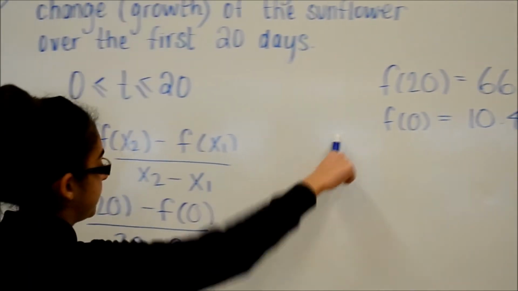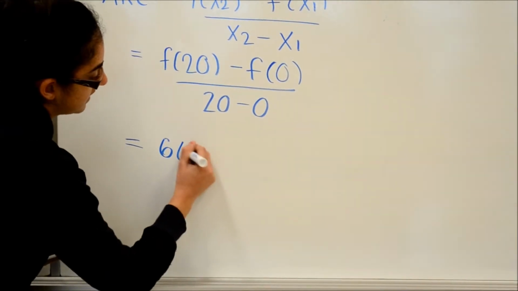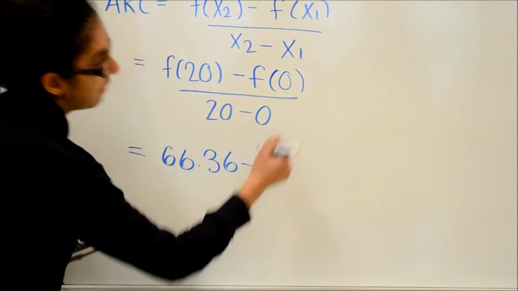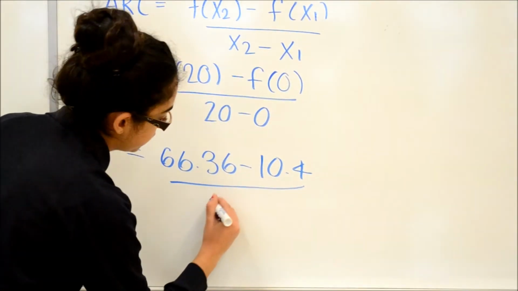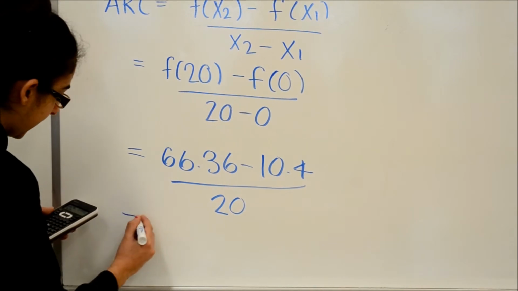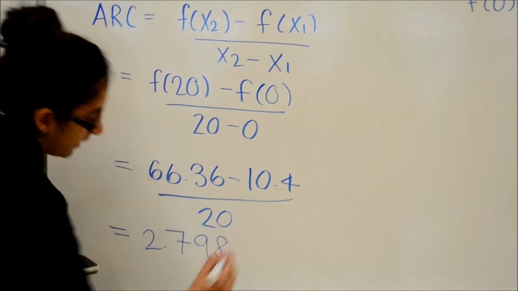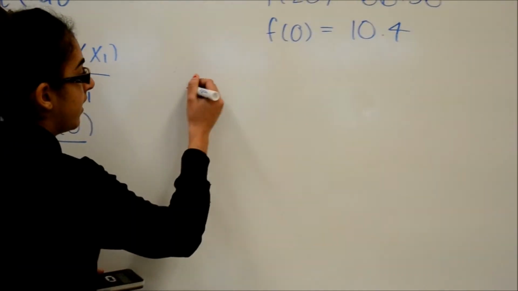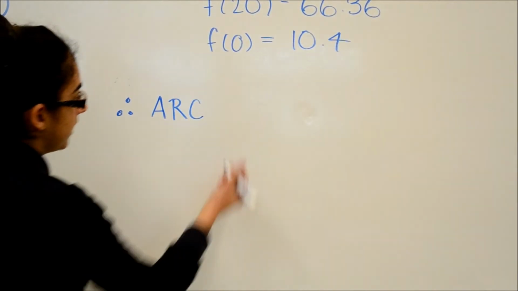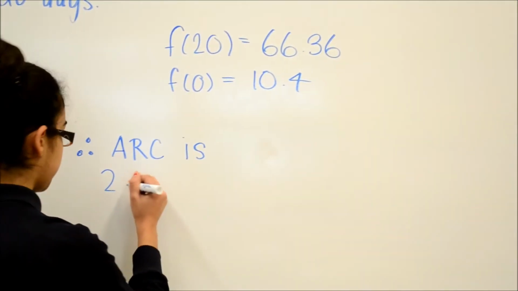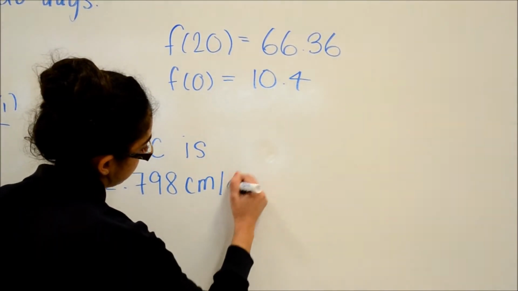Now let's put these values into the equation, which equals f of 20, which is 66.36, minus f of 0, 10.4, all over 20. So the answer is going to be 2.798. Now let's write a therefore statement. Therefore, the average rate of change is 2.798 centimeters per day.